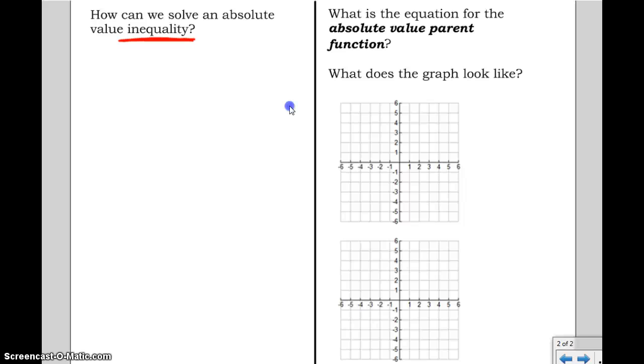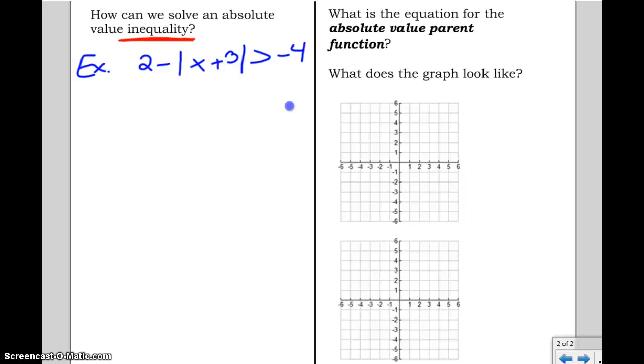Let's go through an example for this one. If you guys are given 2 minus the absolute value of x plus 3 greater than negative 4. Okay. Go through the same steps that we did on the last slide when we had an absolute value equation. I am going to first isolate the absolute value.